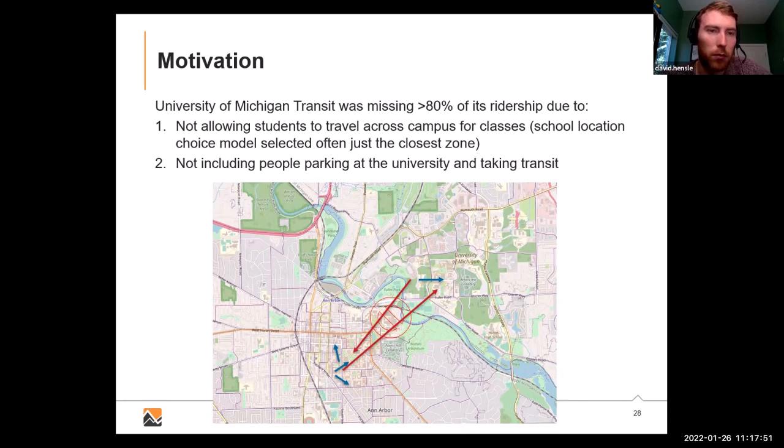And the other big problem that we noticed was that we weren't including people parking at the university and taking transit. So there's a bunch of parking lots on the north part of the campus that have transit routes that run from the parking lot down into the more densely populated southern campus. And so we were missing those routes as well.